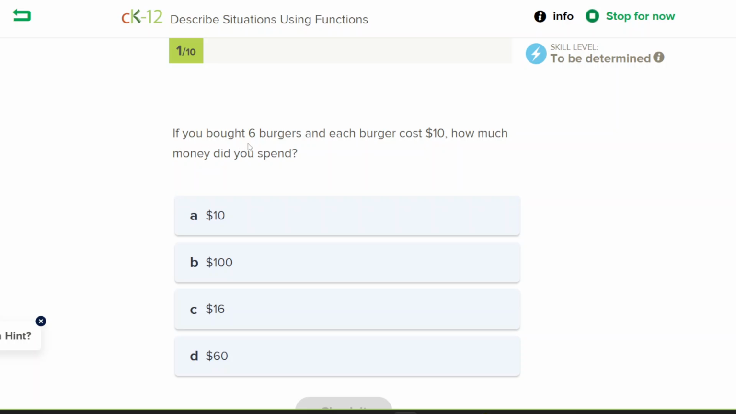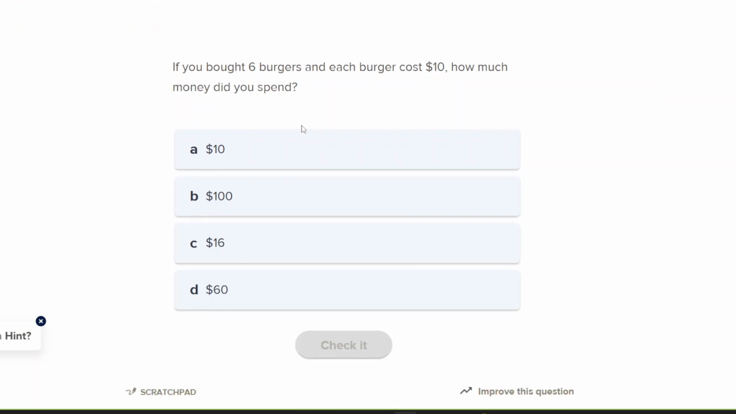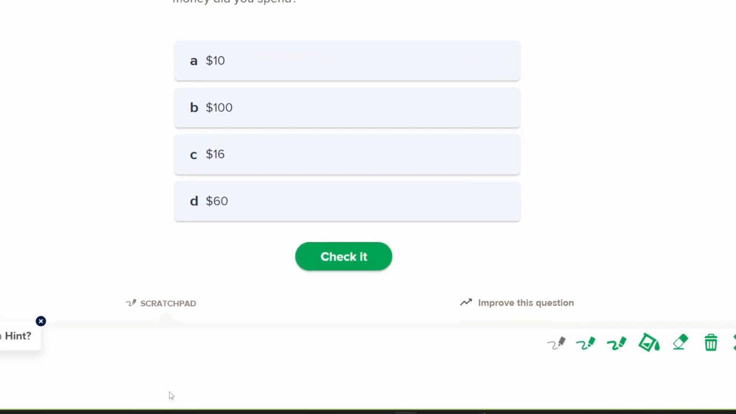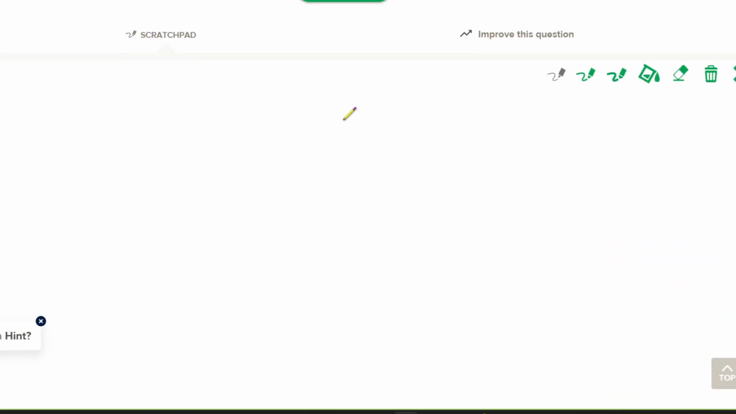All right. If you bought 6 burgers and each burger cost $10, how much money did you spend? All right. Well, the title of this practice is Describe Situations Using Functions. So I'm going to actually pull up the scratch pad here, and we'll describe this situation with an equation or a function like the y equals 3x from the previous example.